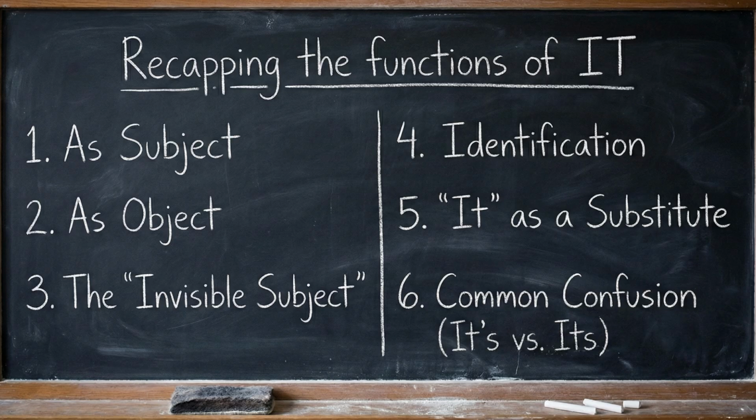Recapping the functions of it. 1. As subject. 2. As object. 3. The invisible subject. 4. Identification. 5. It as a substitute. 6. Common confusion: it's versus its.